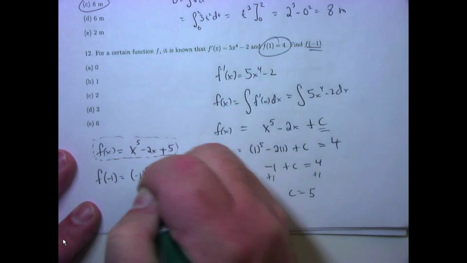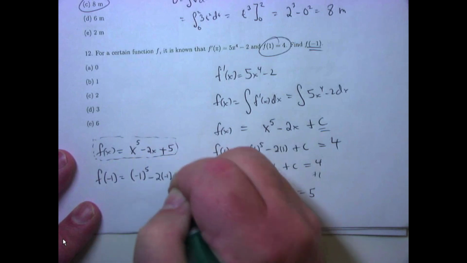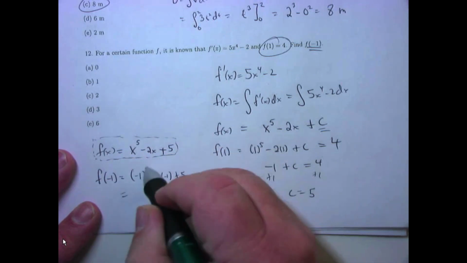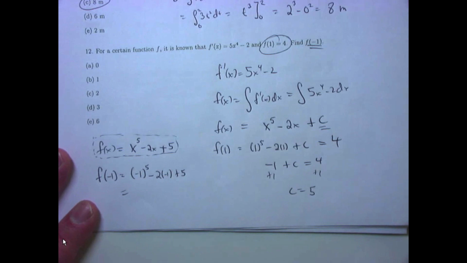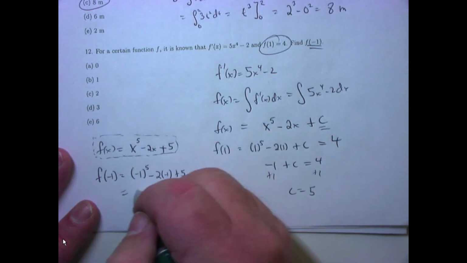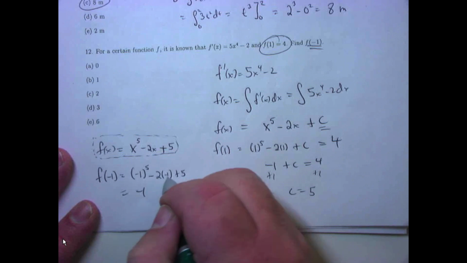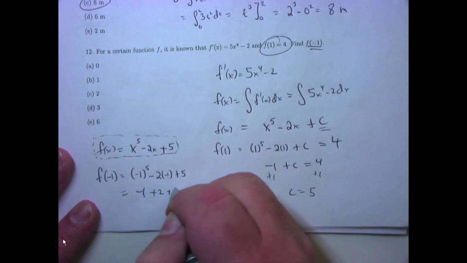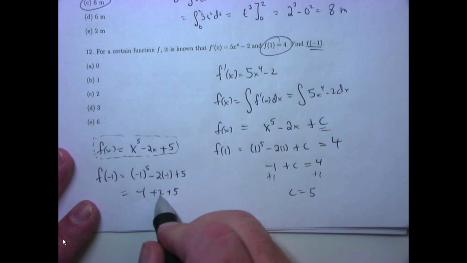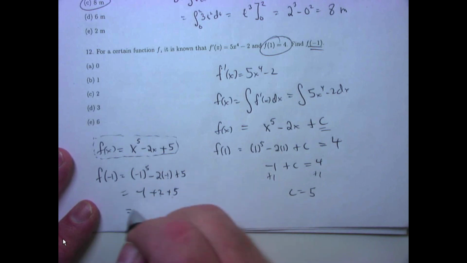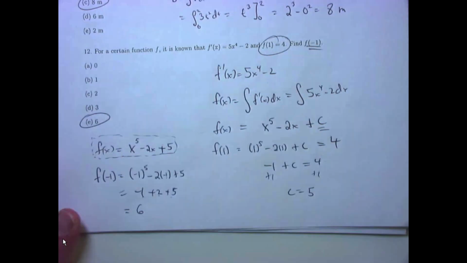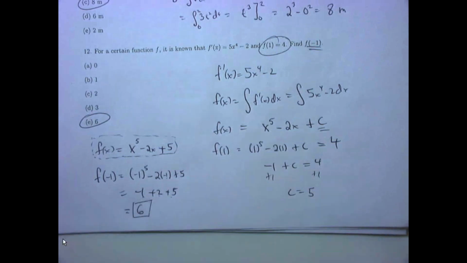F of negative 1. This will be negative 1 to the fifth minus 2 times negative 1 plus 5. Negative 1 to the fifth power. Negative 1 times negative 1 times negative 1 times negative 1 times negative 1. What do you got? Being an odd power, it's negative 1. Negative 2 times negative 1 is positive 2 plus 5. Minus 1 plus 2 is 1 plus 5 is 6. And the answer is E. And notice I didn't really need a calculator for that one either.